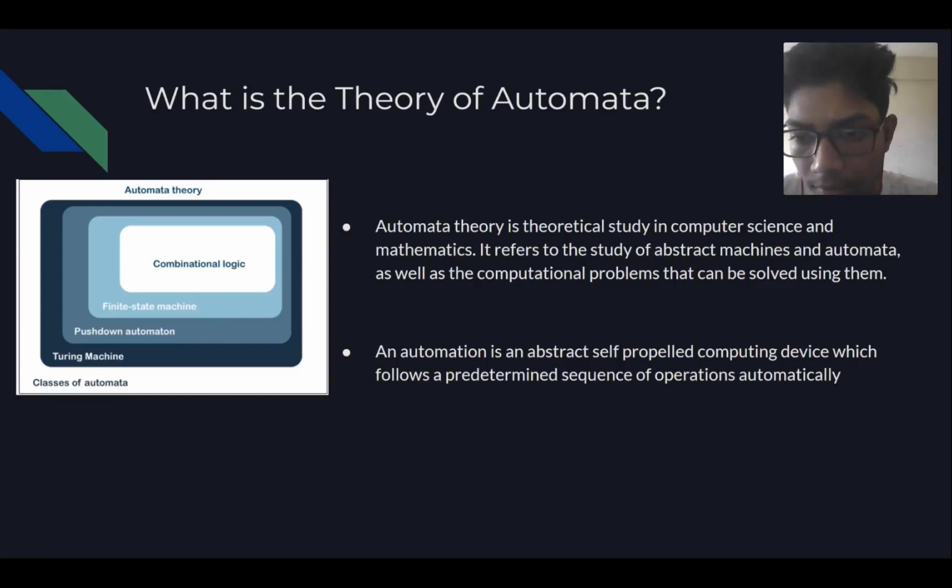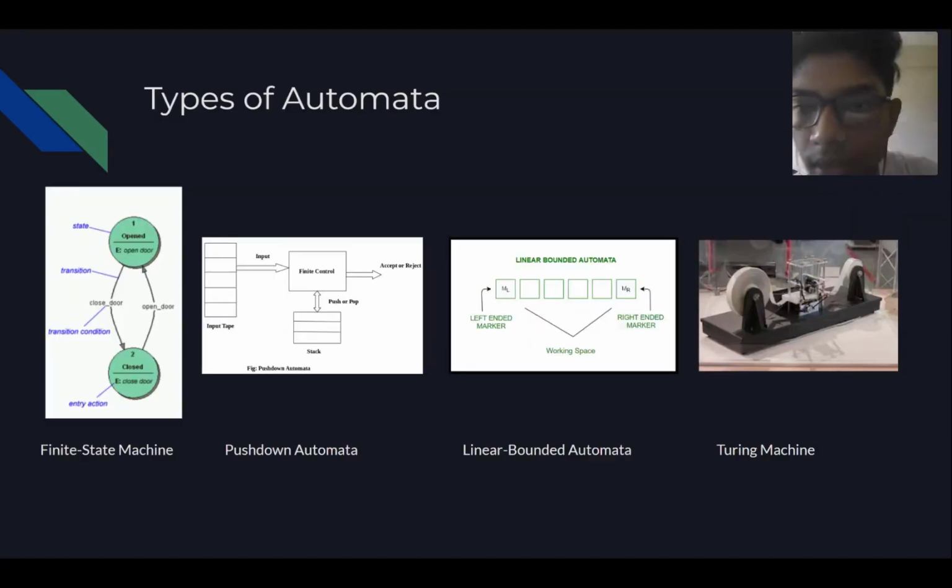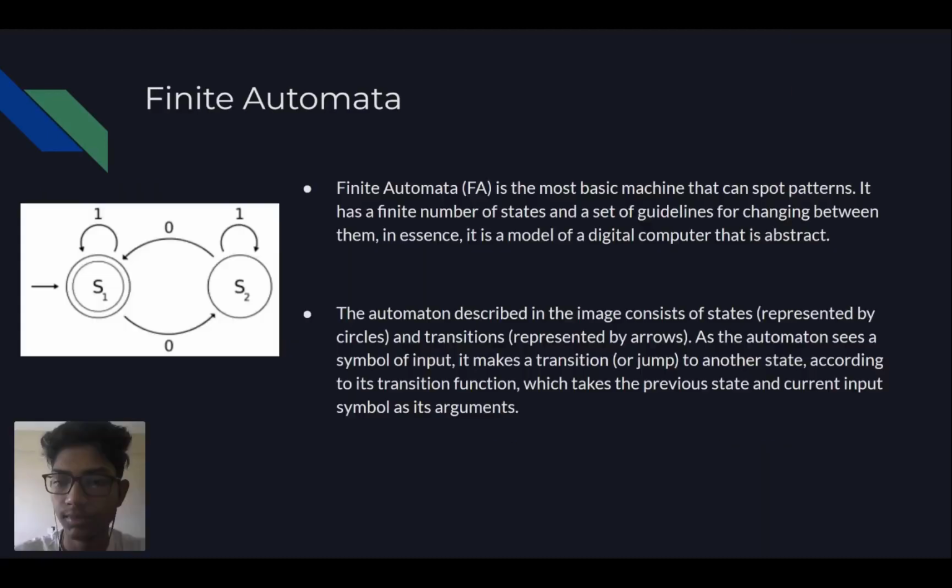These are the classes of automata. There is the Turing machine. We see it from the inside to the outside. So there is combinational logic, finite state machine, push-down automata, and finally the Turing machine. These are the types of automata. We can see there is finite state machine, push-down automata, linear bounded automata, and Turing machine. These are the pictures you can see.